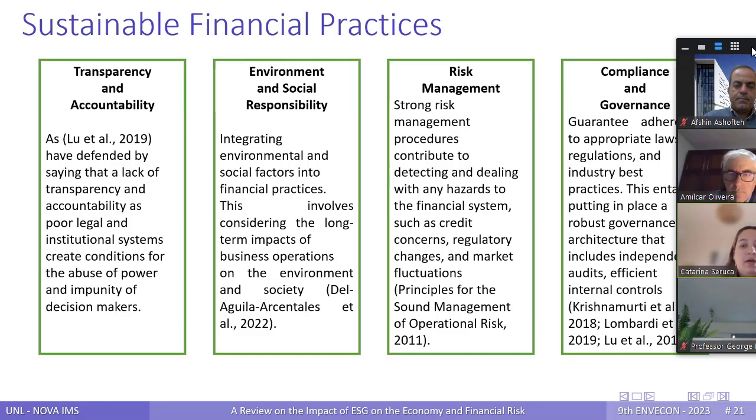The corruption risk management practices that can improve the sustainability of financial practices, by contributing to a stronger and more reliable institution, can be such as transparency and accountability, environmental and social responsibility, risk management, and compliance and governance.